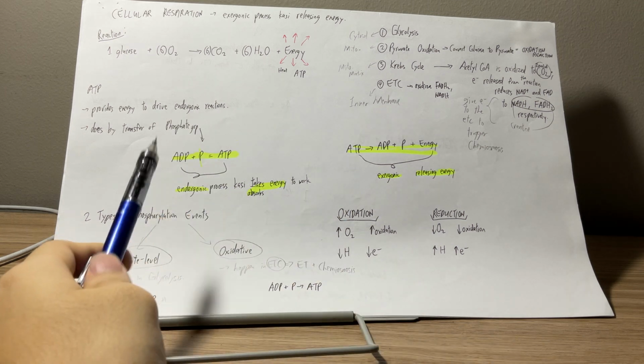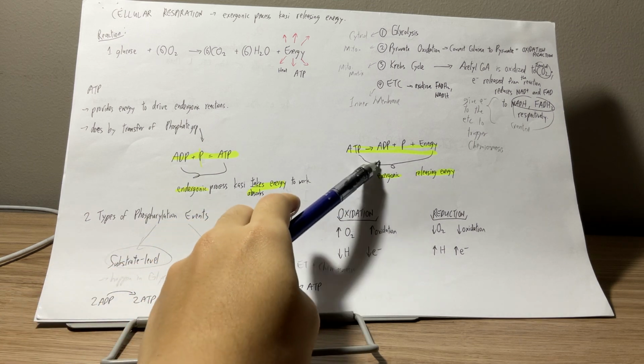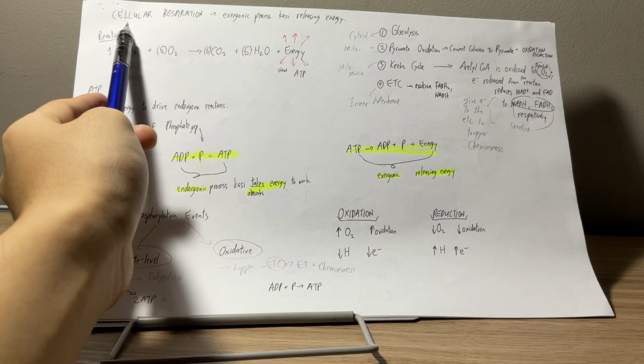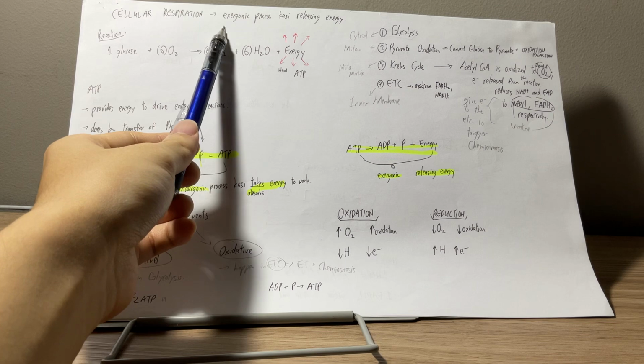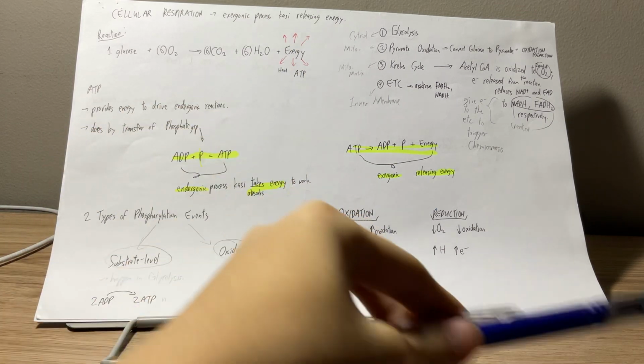Okay, so this is endergonic, this one. But one example of exergonic is cellular respiration itself. It's an exergonic process since it releases energy.